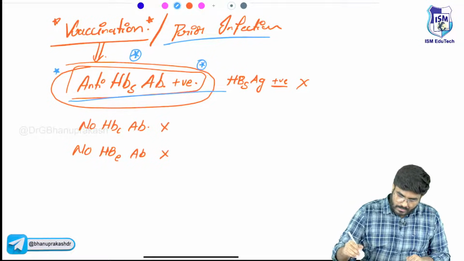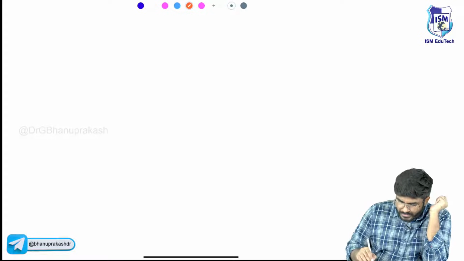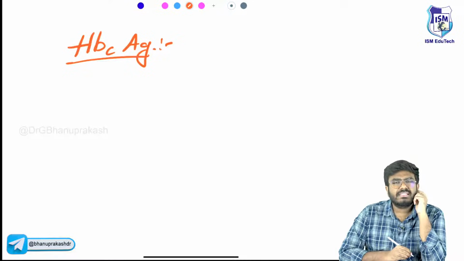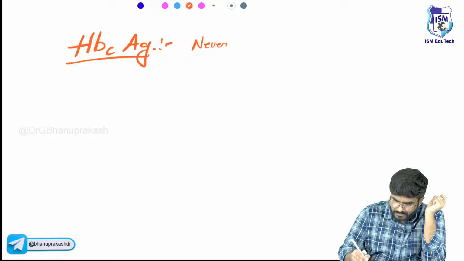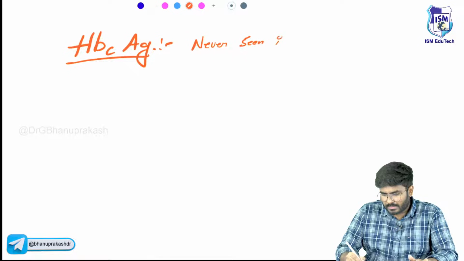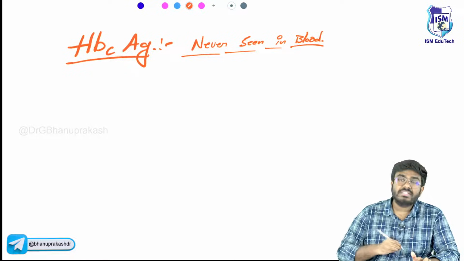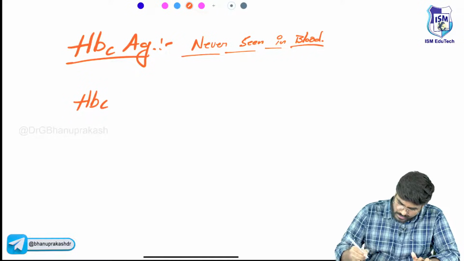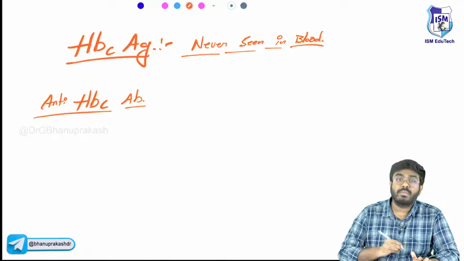Now, let me talk about the core antigen, that is HBcAg. Is this HBcAg seen in the blood? Never. Never seen in the blood. What you will see instead are anti-HBc antibodies. Anti-HBc antibodies can be seen.